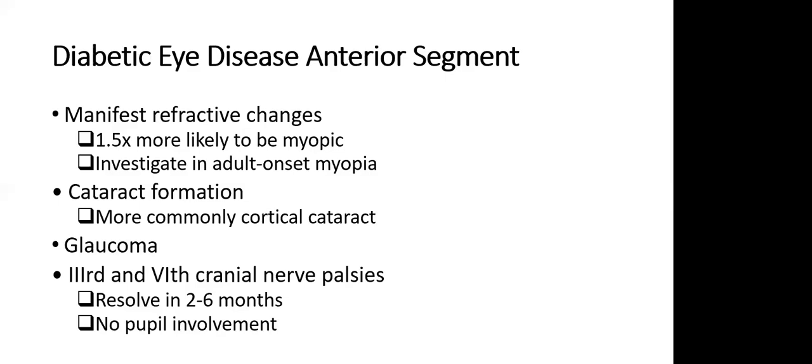So we can have palsy of the oculomotor nerve, which is the third cranial nerve, and palsy of the abducens nerve. Okay, this can happen in someone with diabetes who has these microvascular complications. It has been shown that these complications that affect the cranial nerves usually resolve within a period of 6 months, and they don't usually involve the pupil.